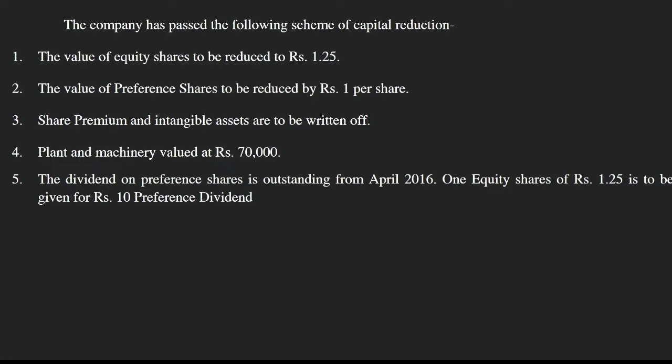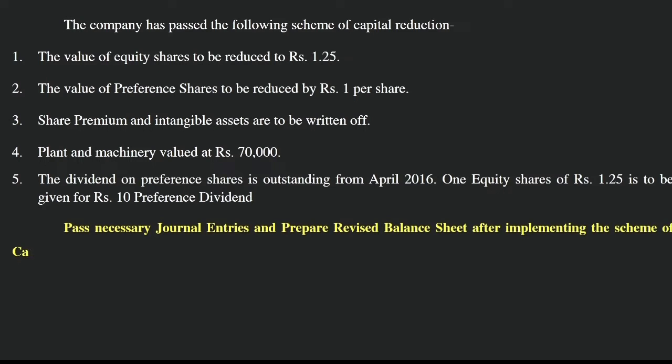Clear? So if we calculate the dividend from April 2016, we have dividend outstanding for 4 years, 16, 17, 18 and 19, April to March. So we have 4 years of dividend, that is 6% on 1 lakh for 4 years. So that comes to 24,000. Now against that 24,000, we have to calculate how many equity shares we give proportionately. So this is point number 5, that is new in this example. Clear, dear student? Pass necessary journal entries in the books of the company and prepare the revised balance sheet after implementing the scheme of capital reduction. Done? So this is the example.